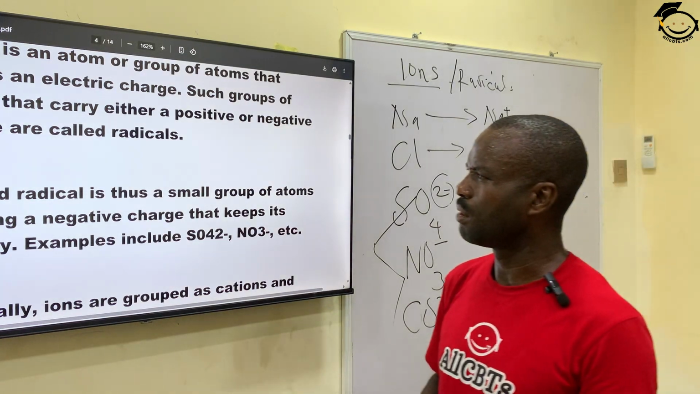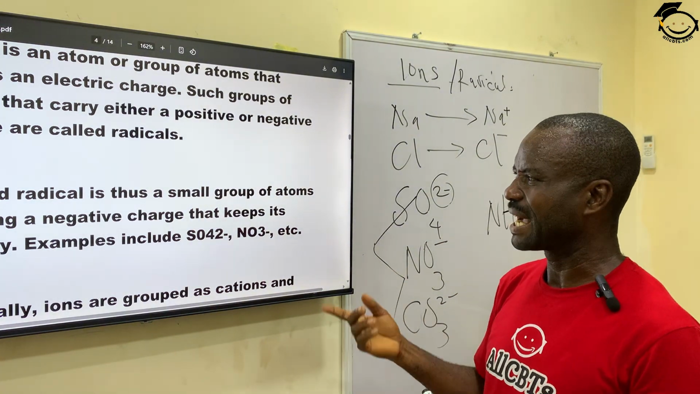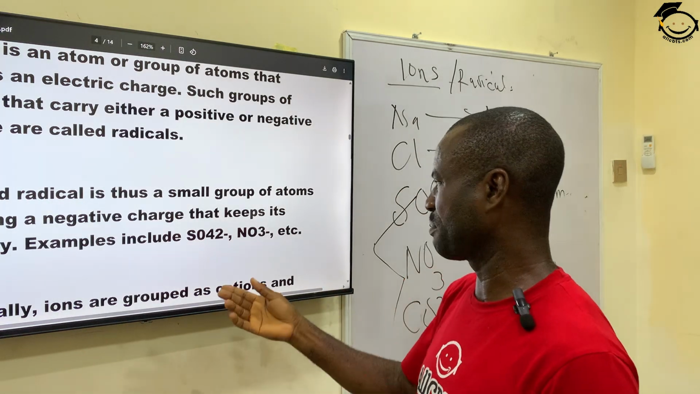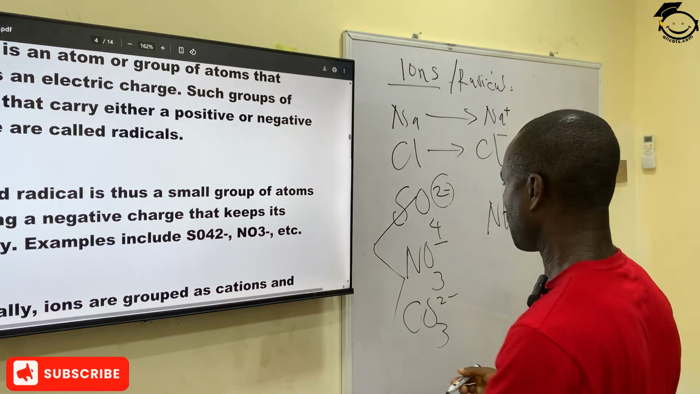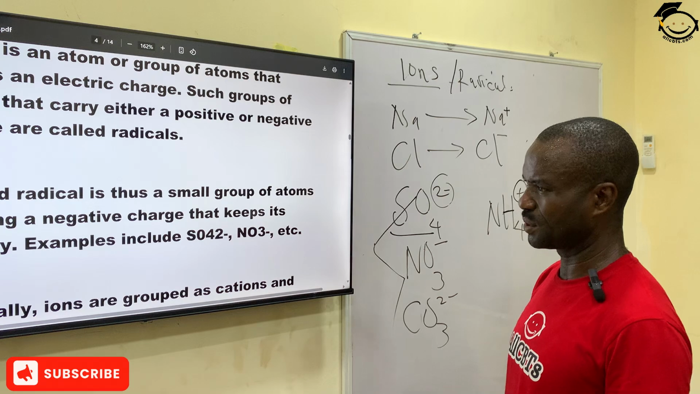Now, an acid radical is thus a small group of atoms carrying a negative charge that keeps its identity. The examples of acid radicals, just like we said, is SO4. This is SO4 2-, like you can see here, SO4 2-, NO3-, and so on.